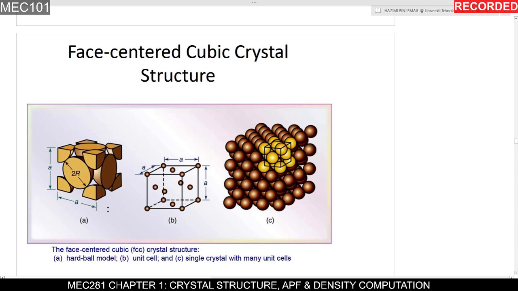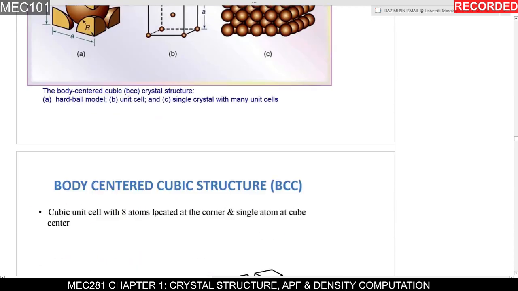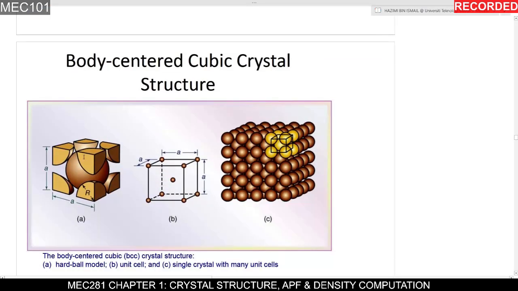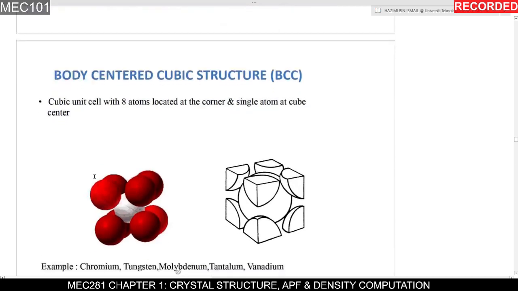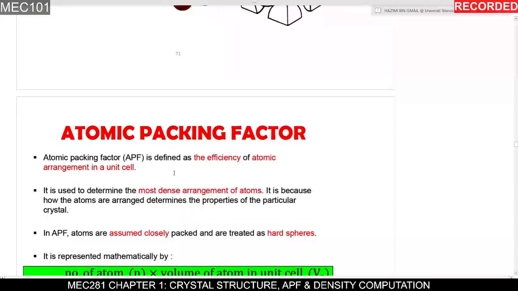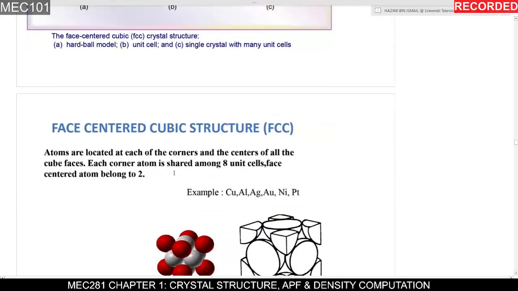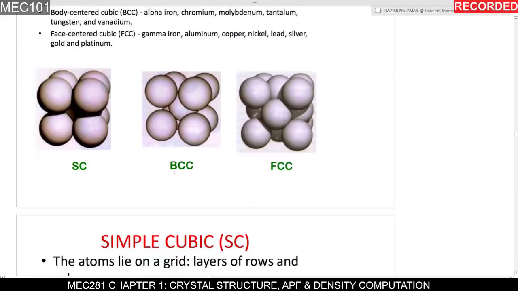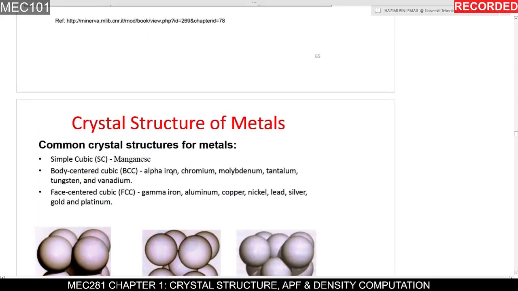You have to memorize while you make a sketch of the FCC, BCC and SC. Okay, simple, right? You start with SC first, then you add one in the center, that becomes BCC, and then you remove the one in the center and add half an atom on each face. So this is what we call the FCC. Okay, so those are the types of cubic structure, the crystal structures in metals.